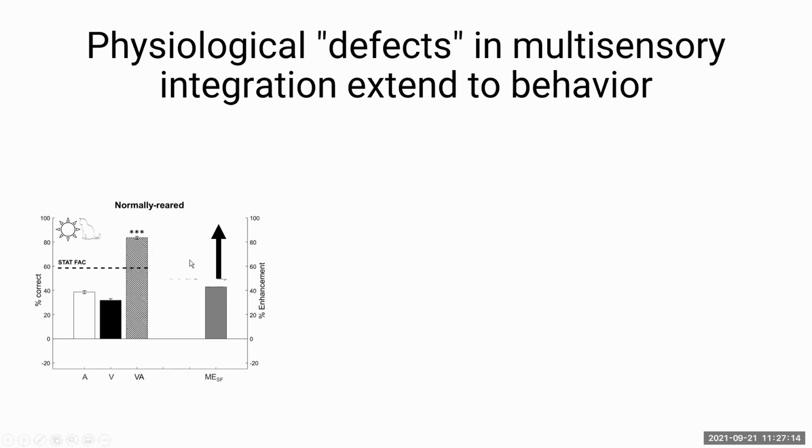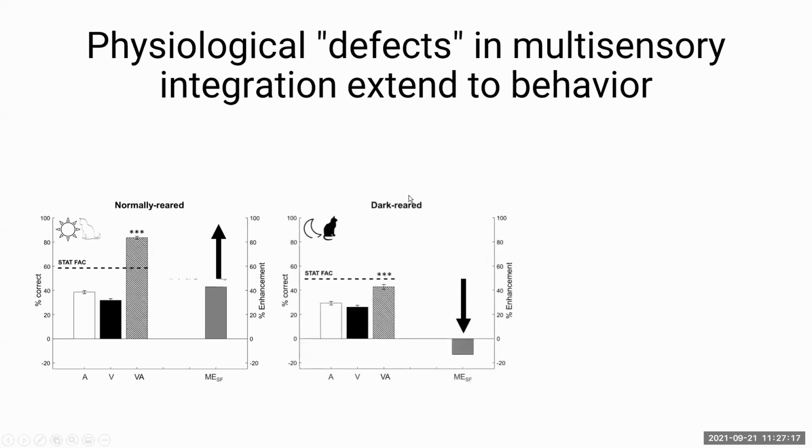All right, we did the same assay in dark-reared animals. What you're seeing here, the line labeled stat-fac, represents the best unisensory response selected on a trial-by-trial basis. It's a representation of what the animal could do if it didn't have multisensory integration capabilities, based on the unisensory information alone. Because of statistical facilitation, it's slightly higher than the unisensory responses. So that's your unisensory reference in each of these cases. You see it in the normally reared case, exemplified above. The dark-reared case doesn't make it. So dark-reared animals' whole-animal behavior does not show multisensory enhancement.